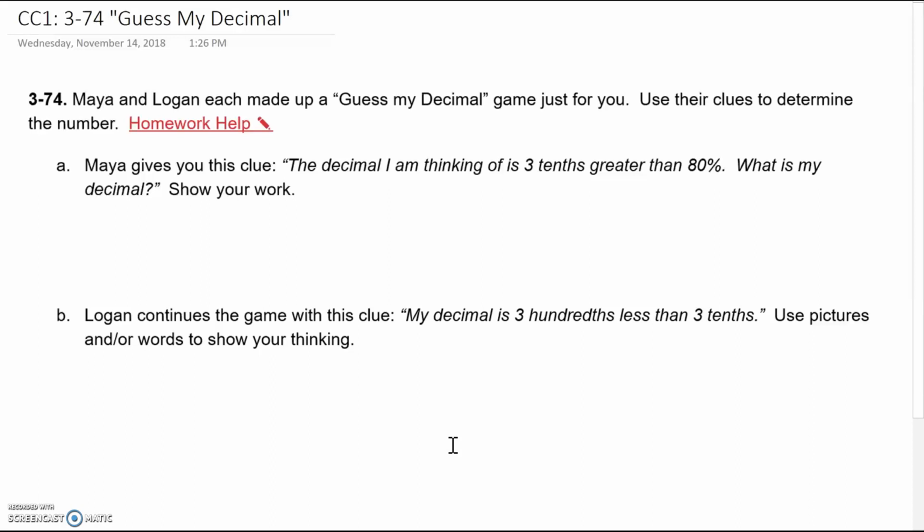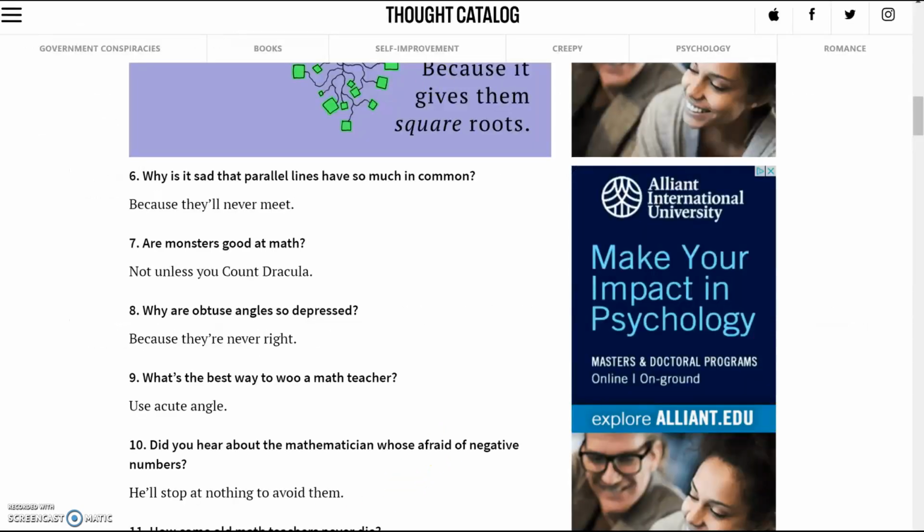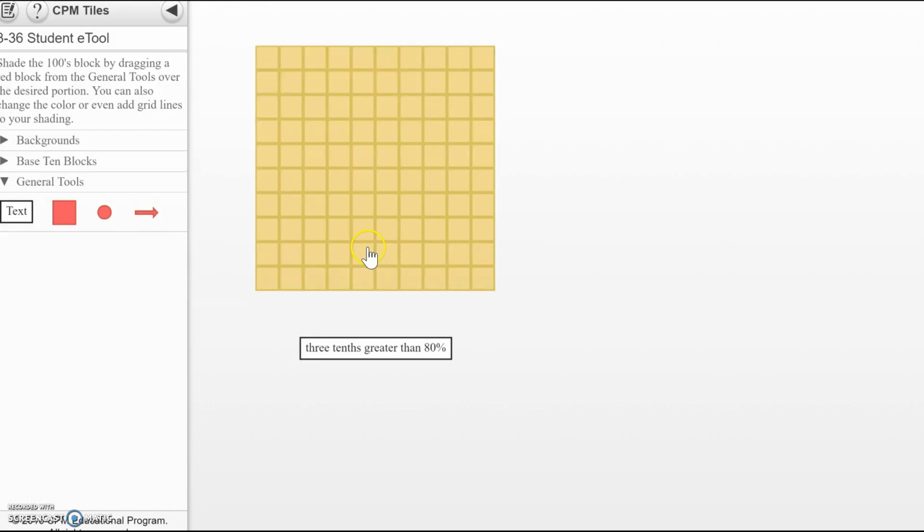So Maya gives you this clue. The decimal I'm thinking of is 3/10 greater than 80%. What is my decimal? So 3/10 greater than 80%. Now I wanted to show you something. This is a CPM tile. It's in your textbook. So what is 3/10 greater than 80%?